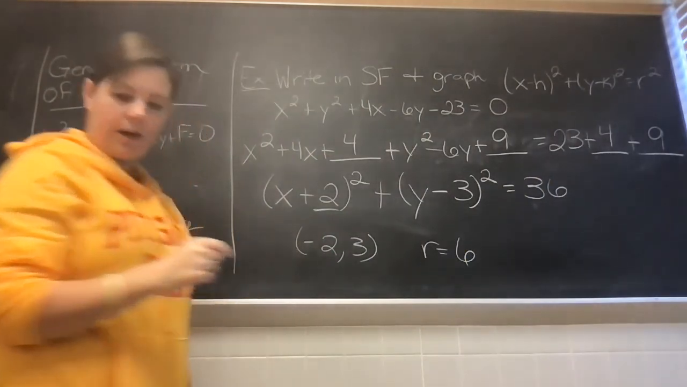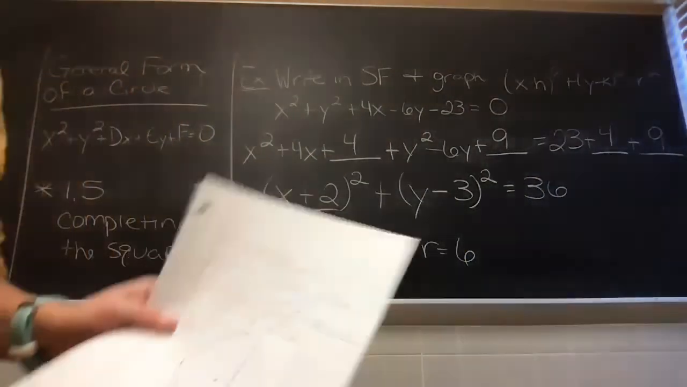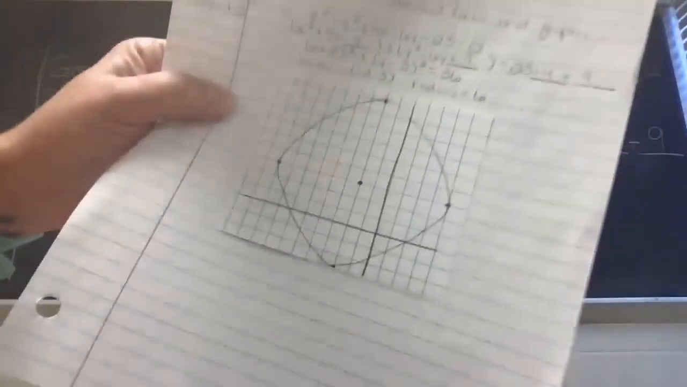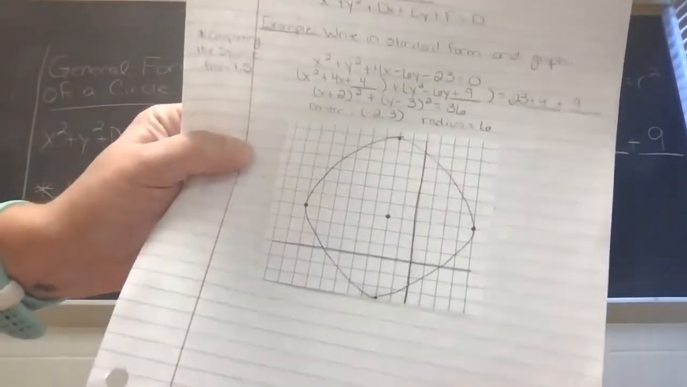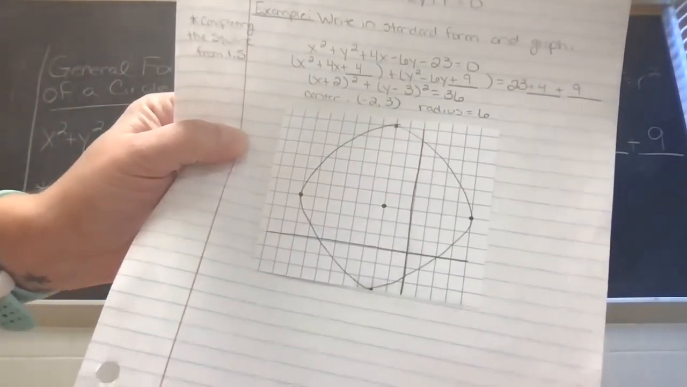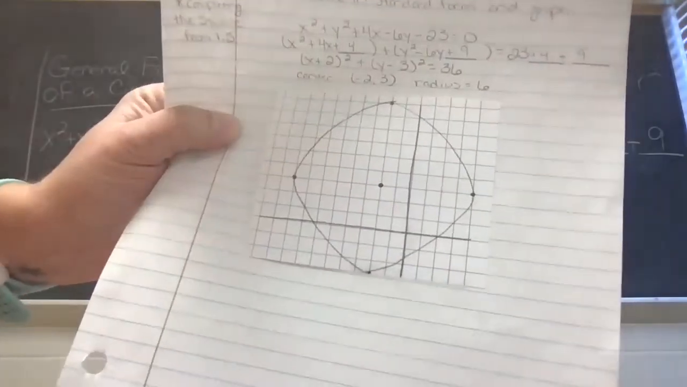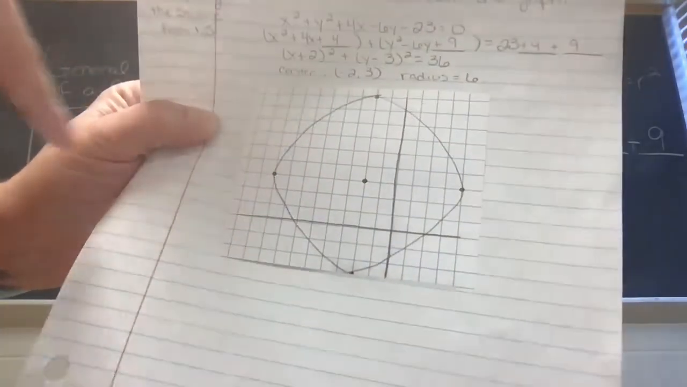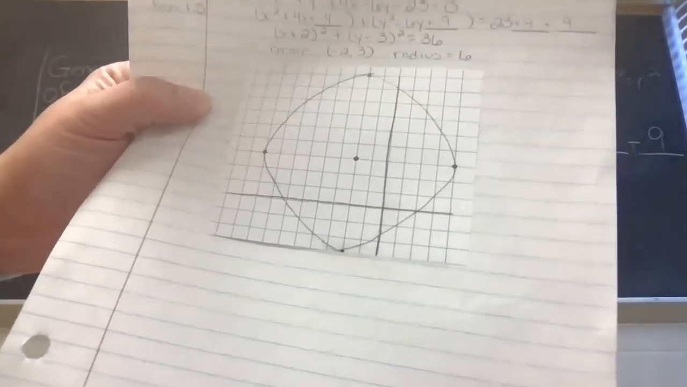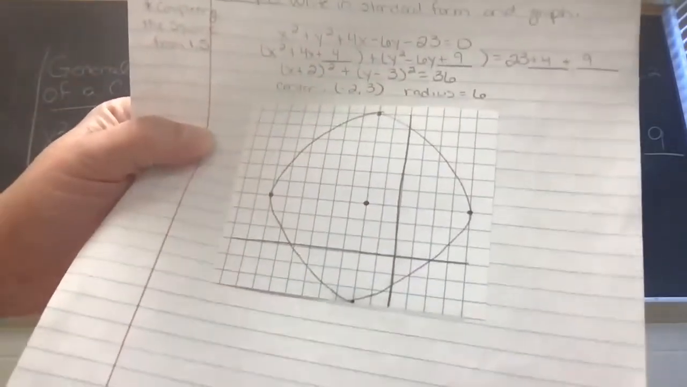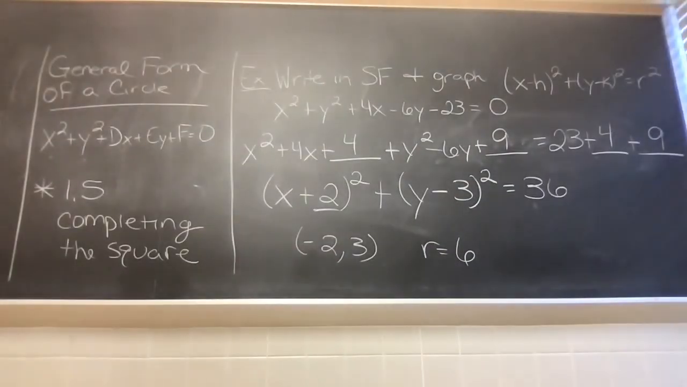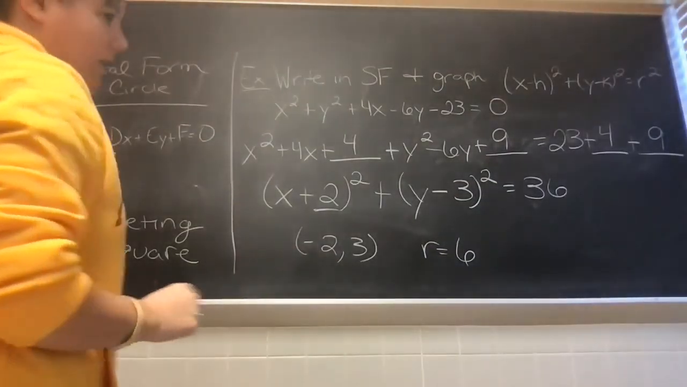Now I said I was going to graph it, but that's a really big graph, so I'm going to show you my graph, or you can pull up your notes. So again, I graphed the point (-2, 3) right there. And then I counted to the right and to the left and up and down 6 points and plotted my other points and connected. And that's it.